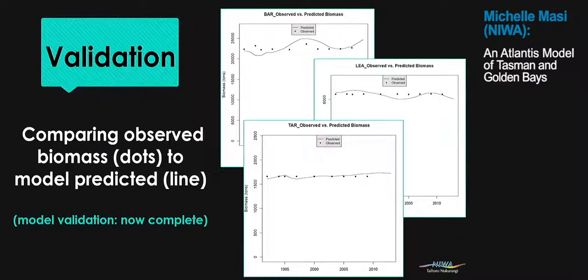After you've tuned your model and it seems to make some sense, you can move on to the validation process. And this is where you're comparing your observed biomass, which is shown in these figures here, as the dots, to the model predicted, which is shown as the line. So here I'm just showing 3 of the 18 groups that we had observational data for. It's the biomass over the simulation period from 1993 to 2012. And it's for just 3 groups: barracuda, leather jacket, and tarakihi. And you can see that the model is doing a pretty good job of matching these observational data points.